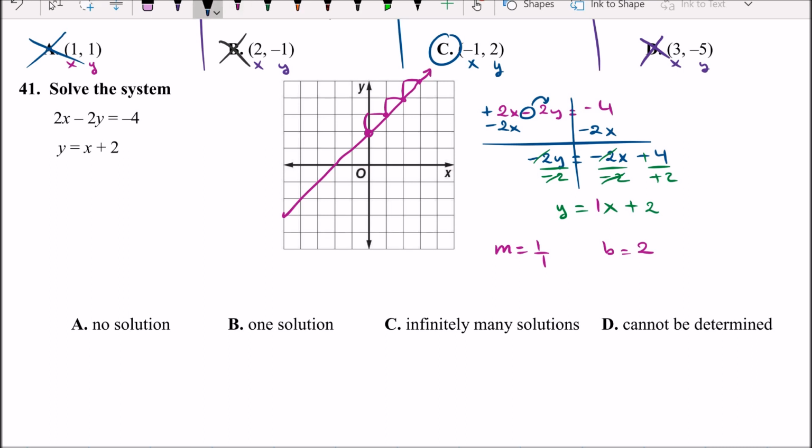Alright, the second line, y equals x plus 2. Same thing, the number in front of x is 1, slope is 1 over 1, b is 2, so we start at 2. Go up 1 over 1, up 1 over 1, up 1 over 1, and then we draw the line. So the two lines are on top of each other, so they intersect at every single point on the line. So that will be infinitely many solutions.